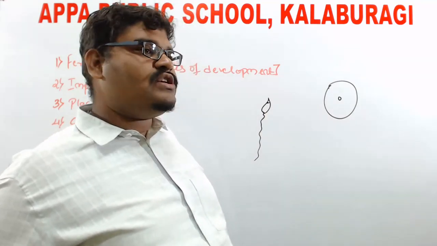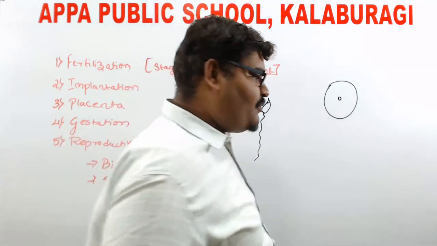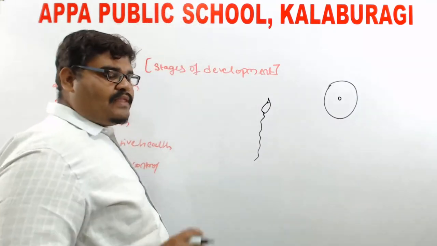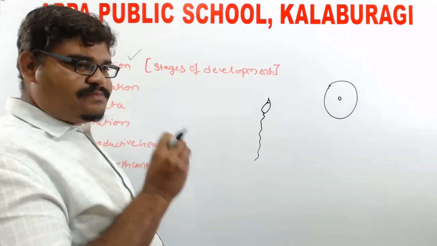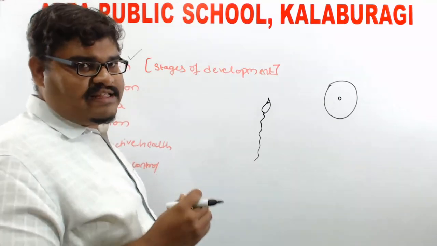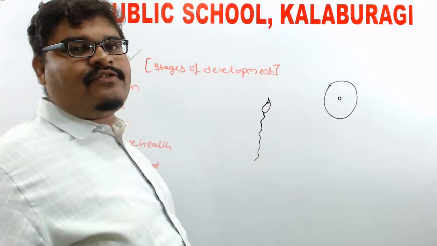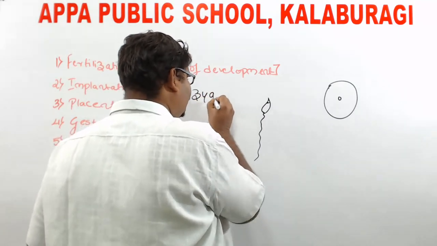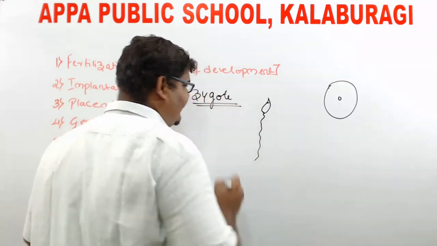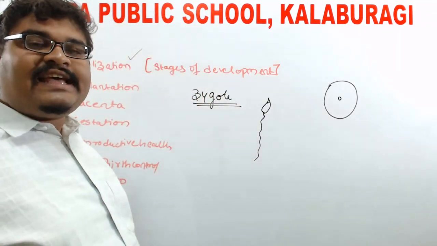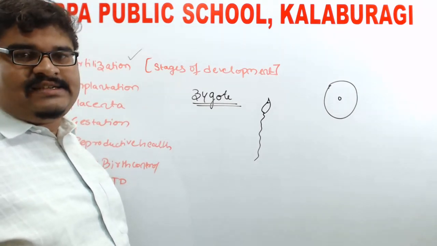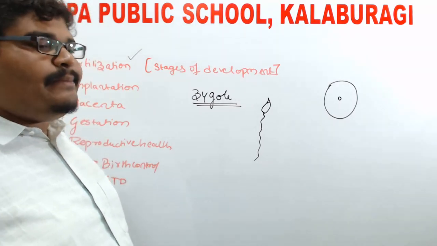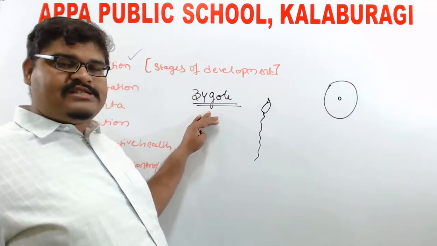Once this fusion of male and female gamete takes place by the process called fertilization, the male nucleus and the female nucleus, that is the sperm and the egg, are mixed together. The fertilization took place. So what happens after fertilization? Formation of the zygote takes place. So what is this zygote? Zygote is the first stage of development of the fetus. After fertilization, zygote formation takes place.